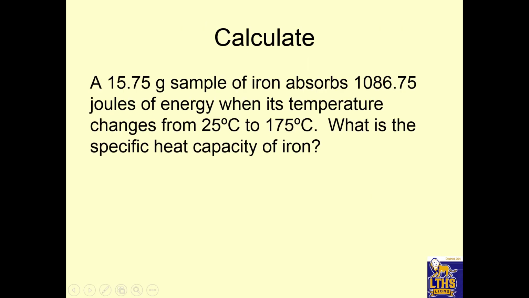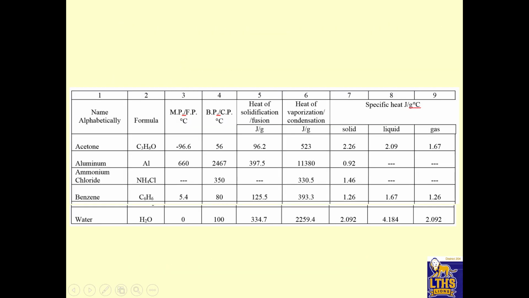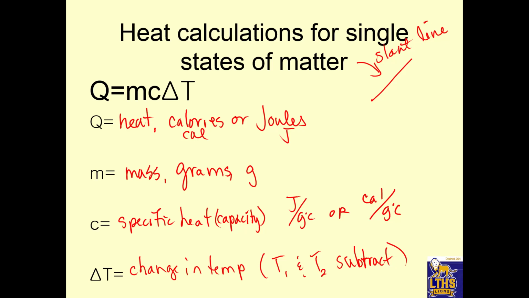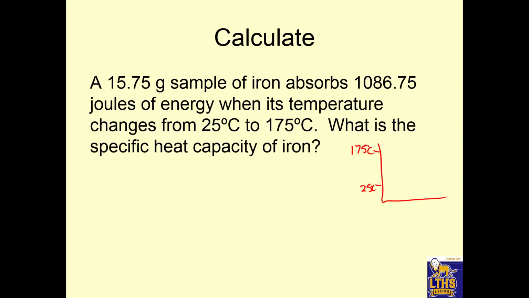Let's use it. A 15.75 gram sample of iron absorbs. Before we even try to calculate, let's make a graph. The substance is iron. The temperatures are 25 degrees C and 175. Then I go look on my pink data sheet for iron. Let's see, find iron. Is iron even on here? It doesn't matter, because what it tells you is that the temperature goes from 25 to 175.